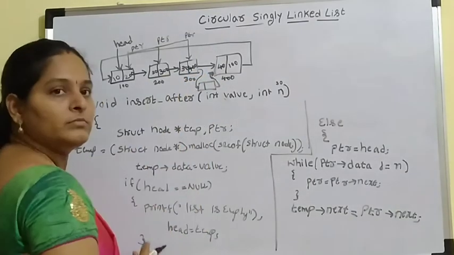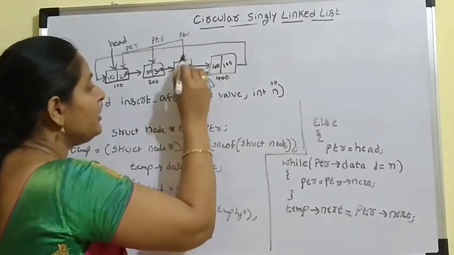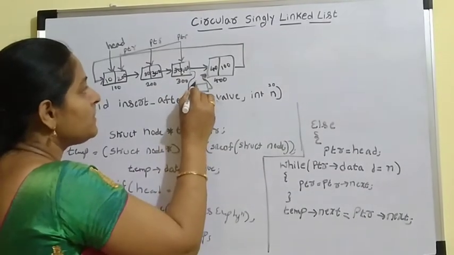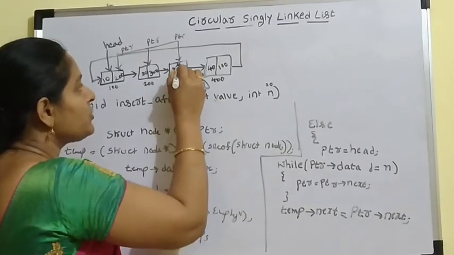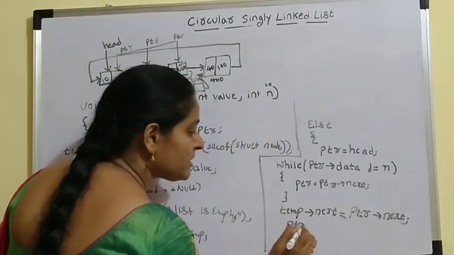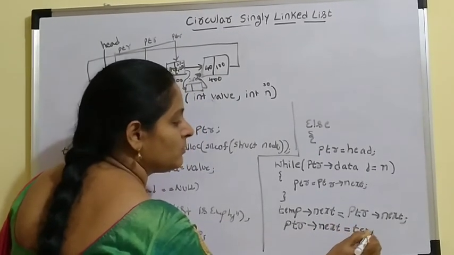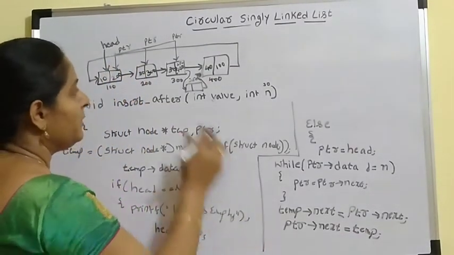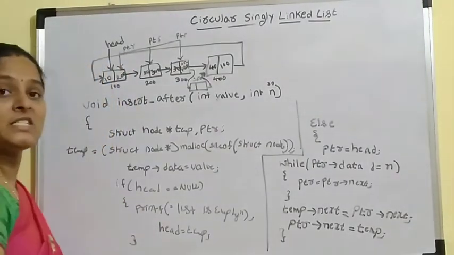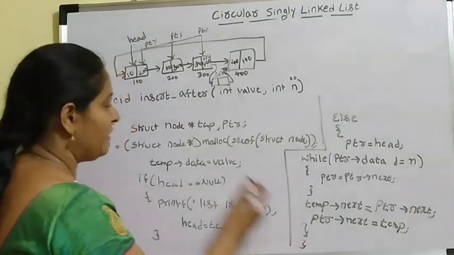Now we need to establish this link. For establishing this link, previously 400 is there. Now we need to replace that address with the temp address. Suppose temp address is 350, now 400 should be replaced with 350. So for that, what do we need to do? In PTR next, we need to store the temp address. So these are the two statements for inserting a node in the middle position. So close the else block and close the function.